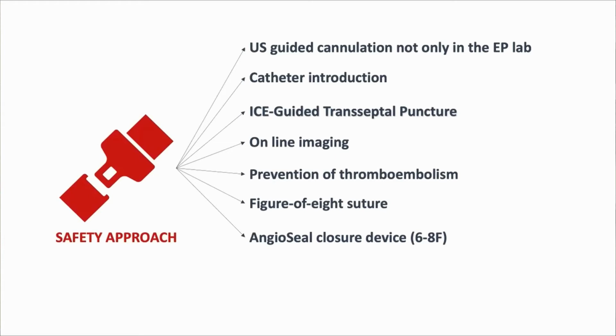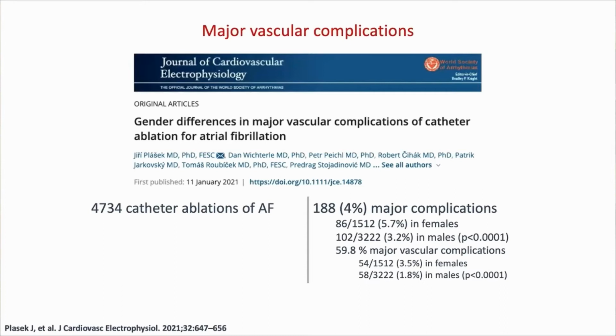Let's start with ultrasound-guided cannulation. Vascular complications are the most common complications, and the main factors that contribute to a higher incidence include multiple vascular access and high doses of anticoagulation during procedures. Recently published data by Dr. Plašek investigated gender differences in major vascular complications in patients undergoing ablations for AFib in a high volume center. This study demonstrated 4% of major complications and proved that females have a higher risk of multiple vascular complications following ablations compared to males. And this difference was driven by lower body size in females.